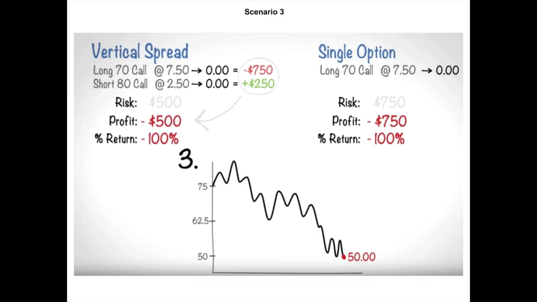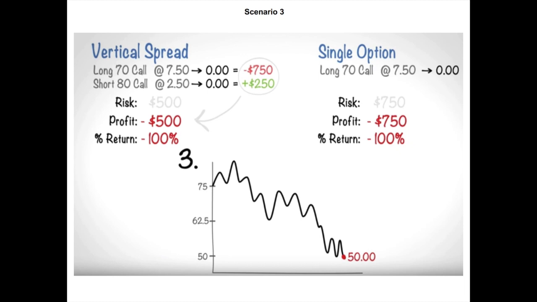And now let's go to scenario 3. Let's say that you were bullish on the stock, but the stock completely went the other direction. Let's say it went to $50. So now your long 70 call is out of the money. It expires worthless since your stock trades under $70, and that's why it's worth 0, which makes you lose $7.50 per share. Multiply that by 100 since the option contract is 100 shares, which equals $750.